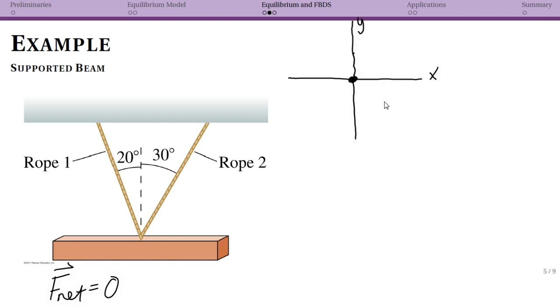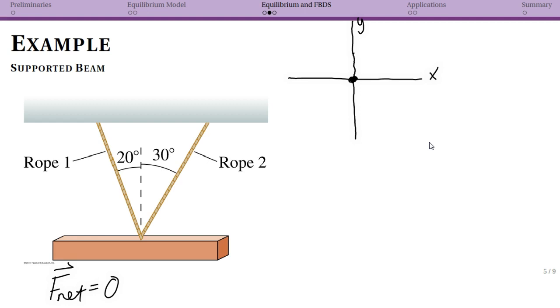I've started by drawing my beam as a particle. We don't care about its size or shape. That's again part of our force model, is simplifying it down to a particle. And I've drawn my coordinate axes. And there's a specific reason why I've chosen to do them this way. I am going to switch colors for my forces though, and that's fairly important.